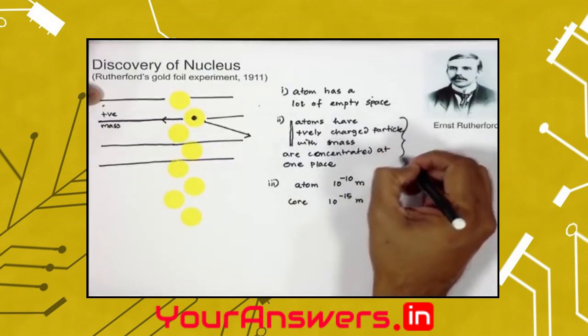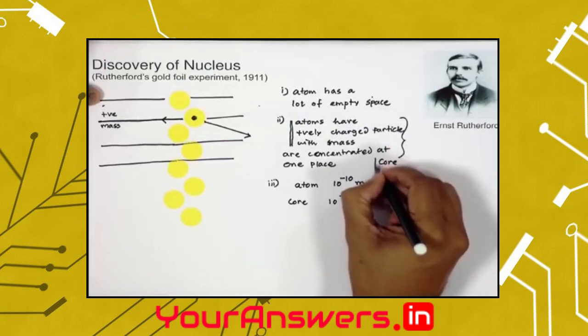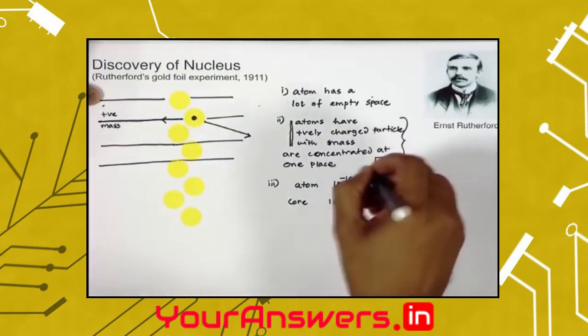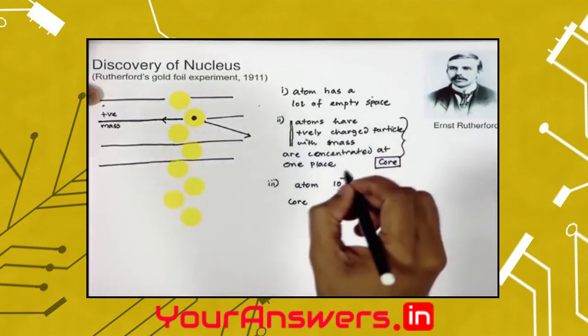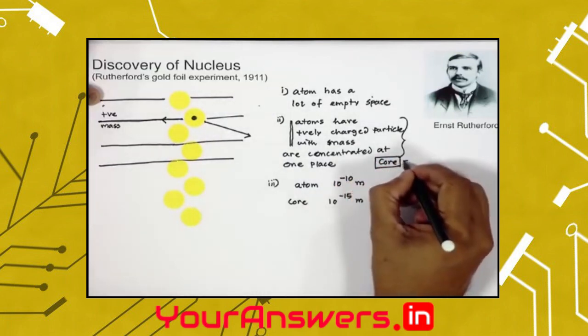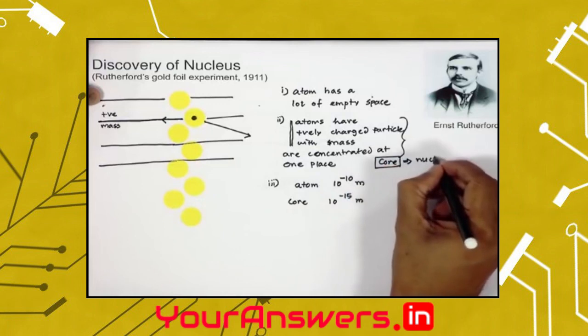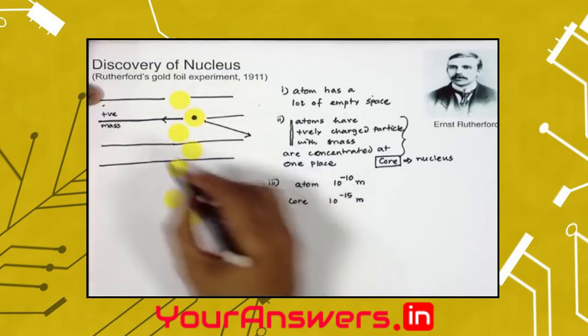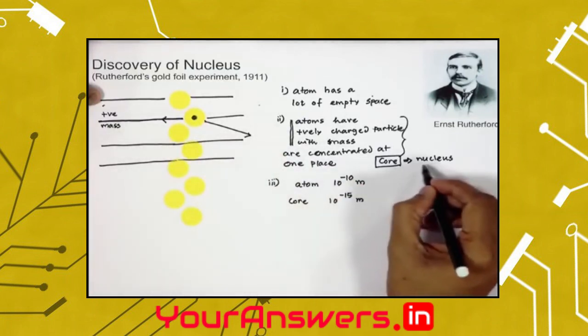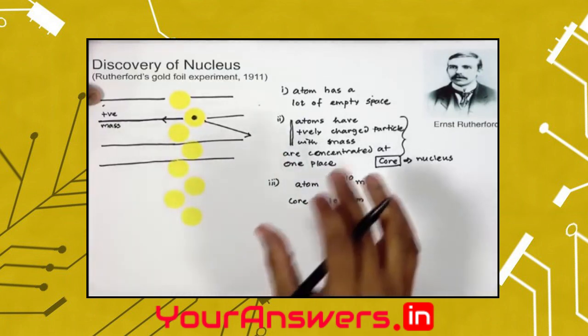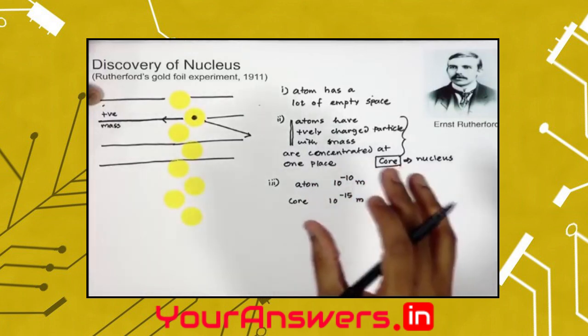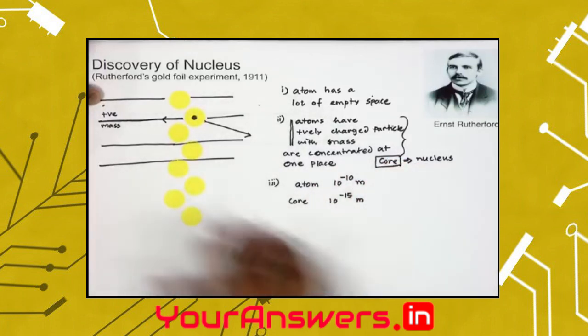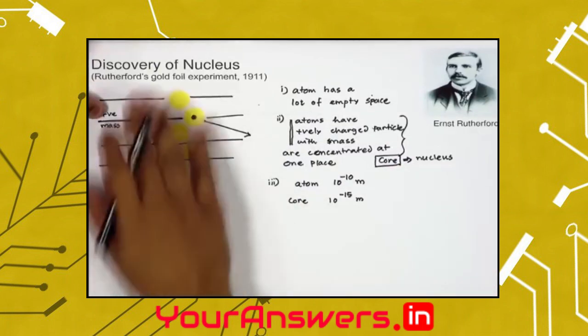This core, which is where all the mass and the charge are concentrated, was called the nucleus. So, from Rutherford's gold foil experiment, it was learnt that atoms have a core known as the nucleus, where the charge and the mass are concentrated. So, now we can propose Rutherford's atomic model.